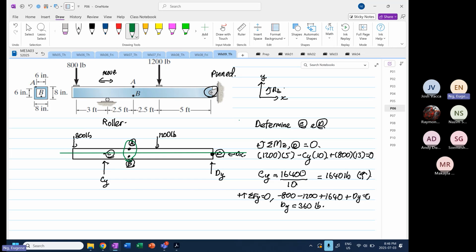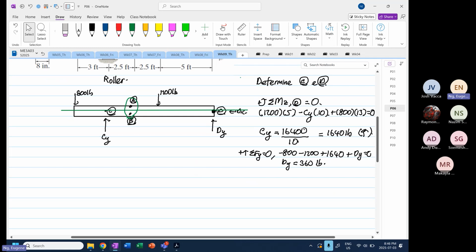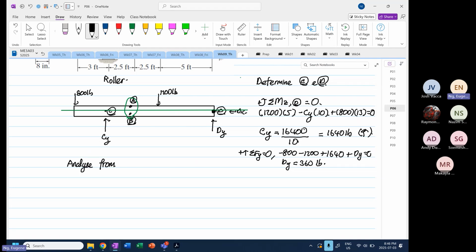I'm going to do it both ways, in the sense that I'm going to analyze from left to right, and I'm going to analyze from right to left, like what I highlighted before. And the answer will always be the same, okay? So the first thing I'm going to do is analyze from left to right.